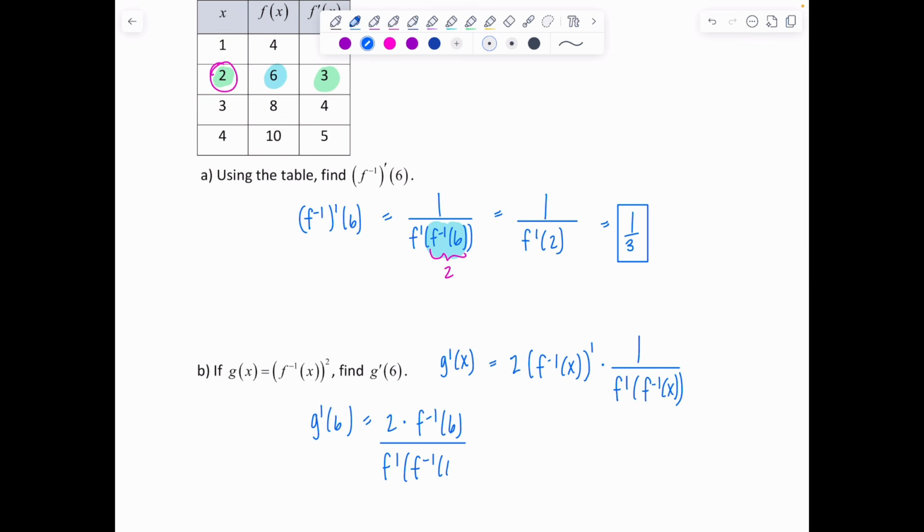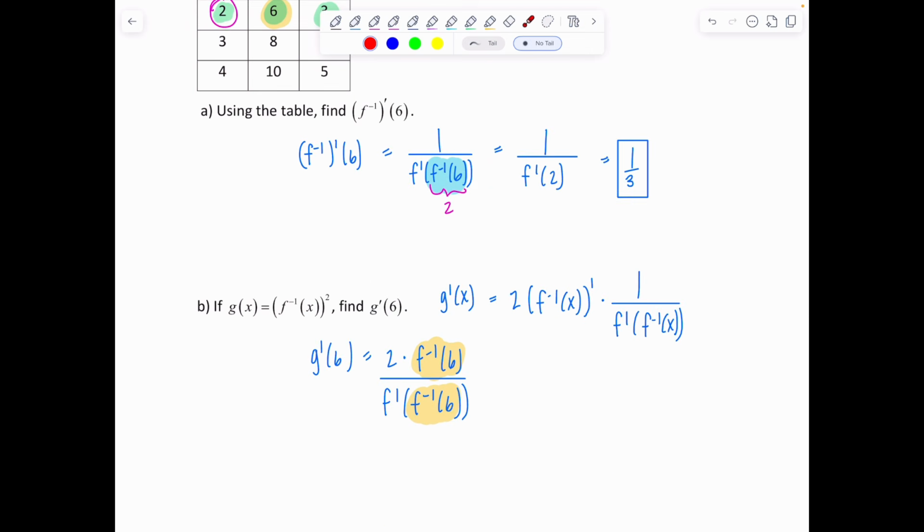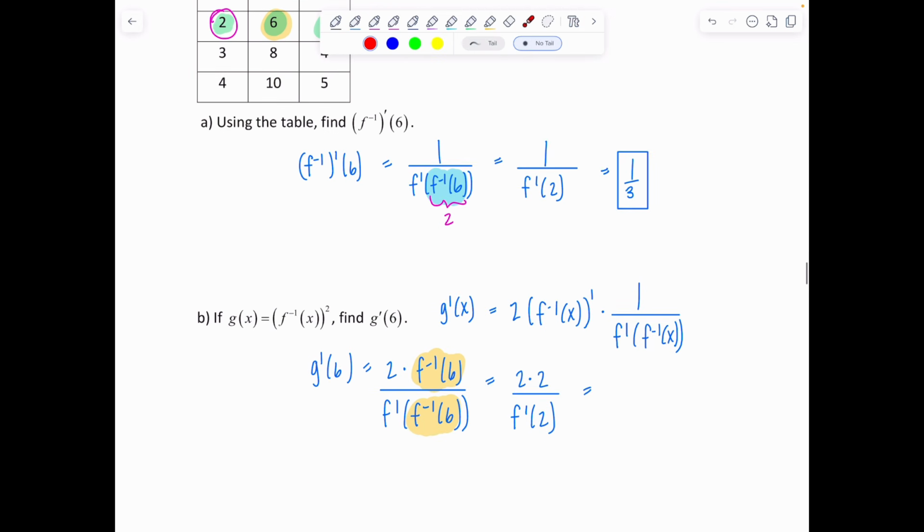So come to the table, and let's find f inverse of 6. That means the function value is 6. What is the input, the x value? It's still 2. They didn't change the table on us since the last problem. So this is 2 times 2 over f prime of 2. And then again, what's f prime of 2? Come to the table. f prime of 2 is 3. So this is 4 over 3. Good? If you got that, you're thriving. You're in a great position. Okay, here we go. Moving on.